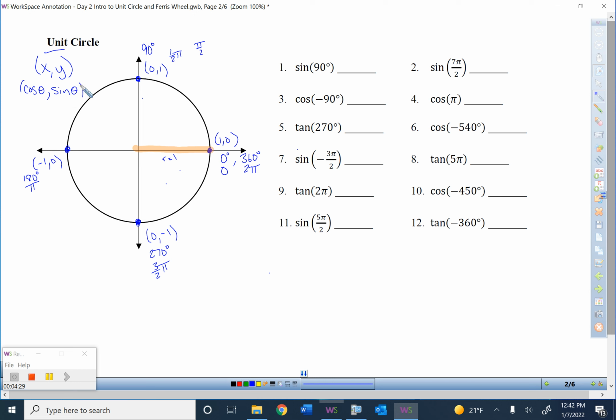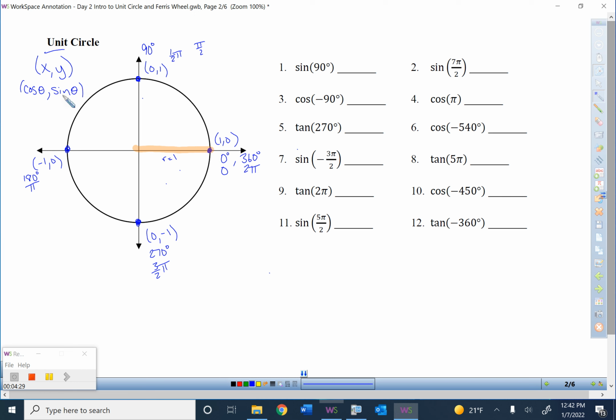Now remember, this angle is talking about rotating this radius around here, and the corresponding point represents the cosine at that given angle, or the sine of that angle for the y. Now, we're going to talk about why that's actually happening next time, but for right now I just want you to take my word for it. So, sine is y and cosine is x. It's in alphabetical order. Okay.